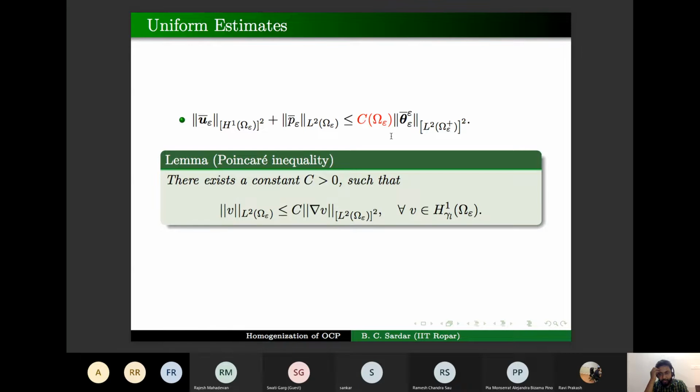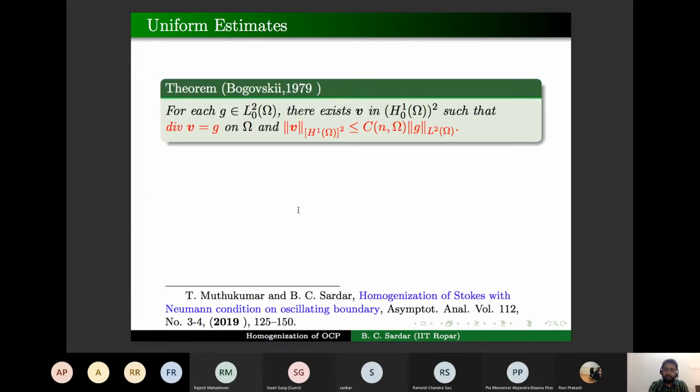To obtain the uniform estimate we need the Poincare inequality in our oscillating domain. So for any function in this space, the L2 norm is bounded by the gradient norm, where the constant C is independent of epsilon. Okay, and we also need another estimate.